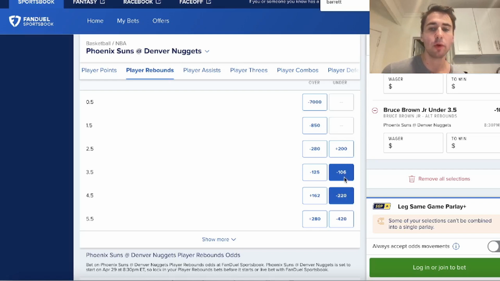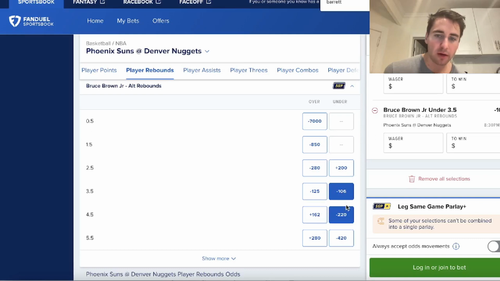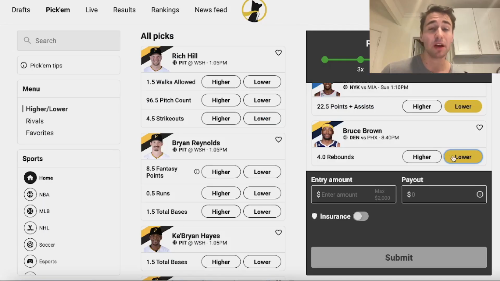So under 4 would be about minus 160-ish odds. If you just take a midpoint of FanDuel, they have these alternate markets. So if you take a midpoint of under 3.5 and under 4.5, it would be roughly minus 160 odds on his under 4. Just taking the midpoint of FanDuel's lines for 3.5 and 4.5, you'd see the under 4 should be priced around minus 160. So he's a lot more likely to go under as opposed to over.